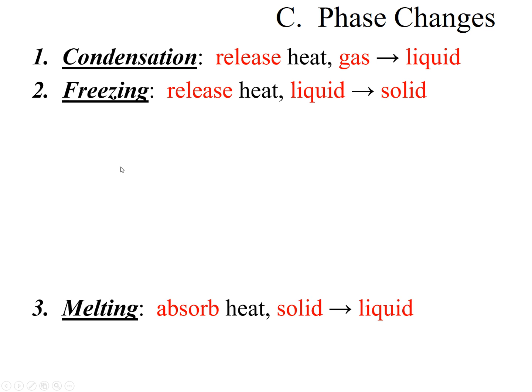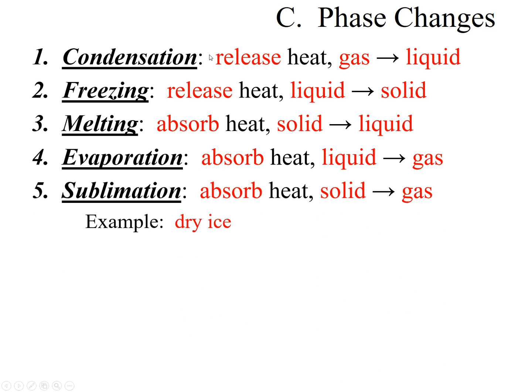There are several different phase changes that you need to know. Condensation, it releases heat. That means the molecules move slower. You're going from a really high energy gas to a lower liquid. So we're releasing heat, getting rid of it. Freezing is also releasing heat. You're going from a liquid to a solid, so the molecules move slower. When you absorb heat, the molecules move faster. So the slow solid moves faster when it gets heat, and it changes into a liquid.